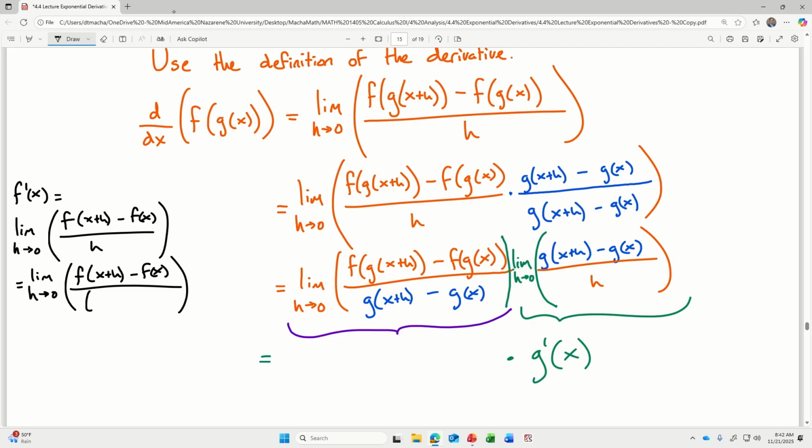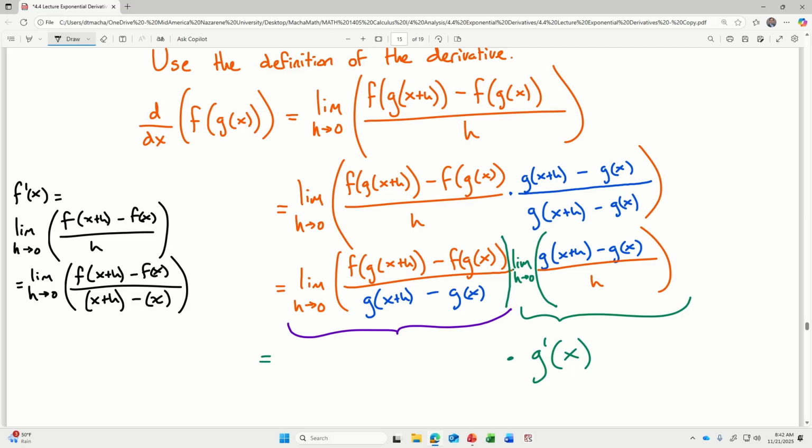h is the same thing as x plus h minus x. And now if you look at this definition of the derivative, where I replace the h with x plus h minus x, and that's still h, but I just wrote it differently. Hopefully I can convince you that this is what it would look like to take the derivative of the outside function, but leaving the inside function alone.